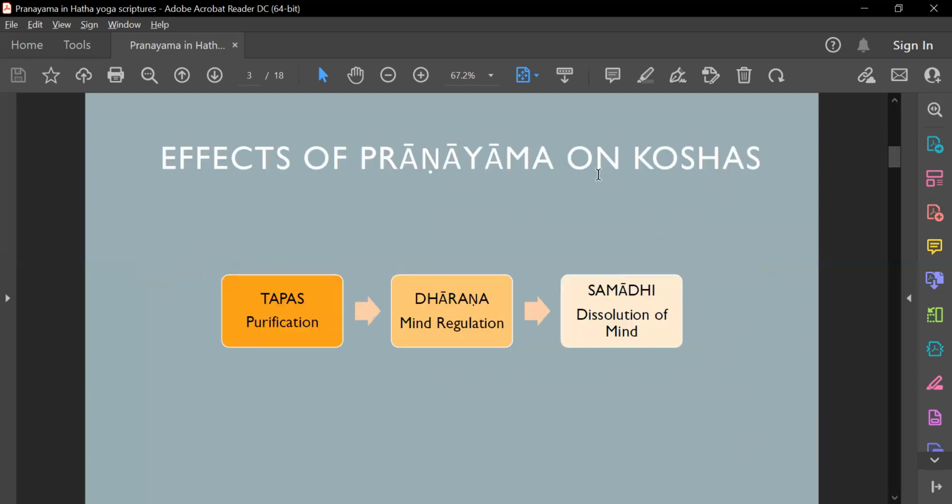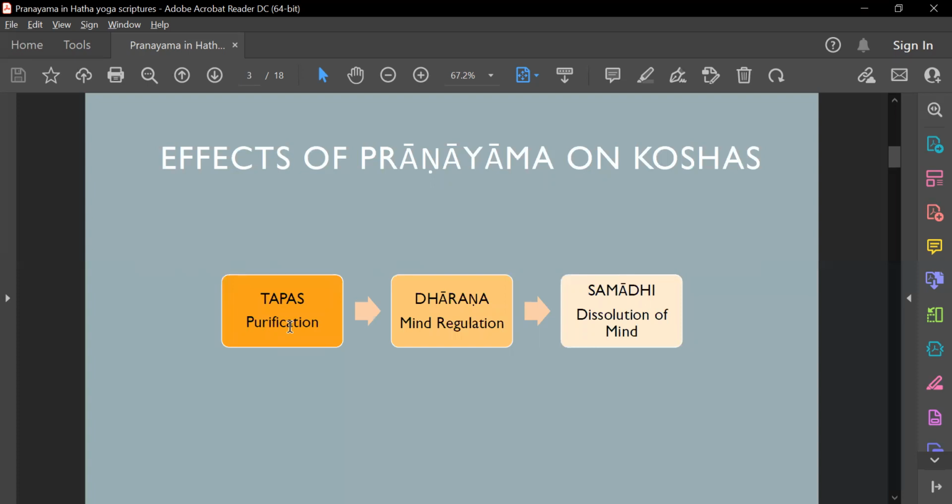Yes, let's continue the topic of prana in the koshas. Let's see what happens when we do pranayama and what happens in each kosha. Again, we are not going into each kosha, but just briefly seeing the effects of pranayama on the gross body and the subtler body. When we do pranayama, especially the Shanti pranayamas, the cleansing kind, the tapas, the purification of the body and the mind, that is the primary effect that we can observe.